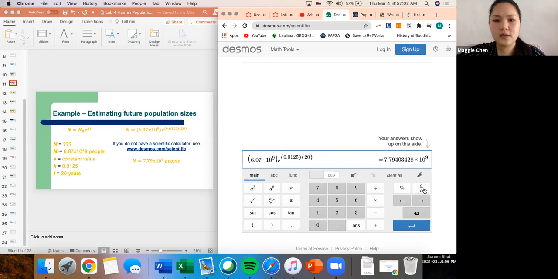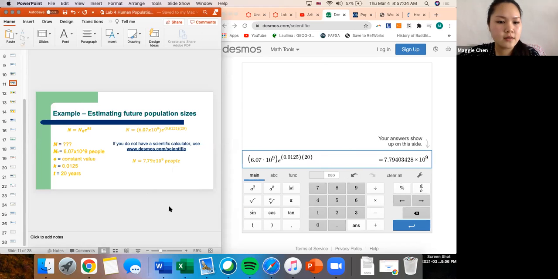So this is how we can use Desmos, and this is also the number of people that is predicted to be on this earth by 2030.